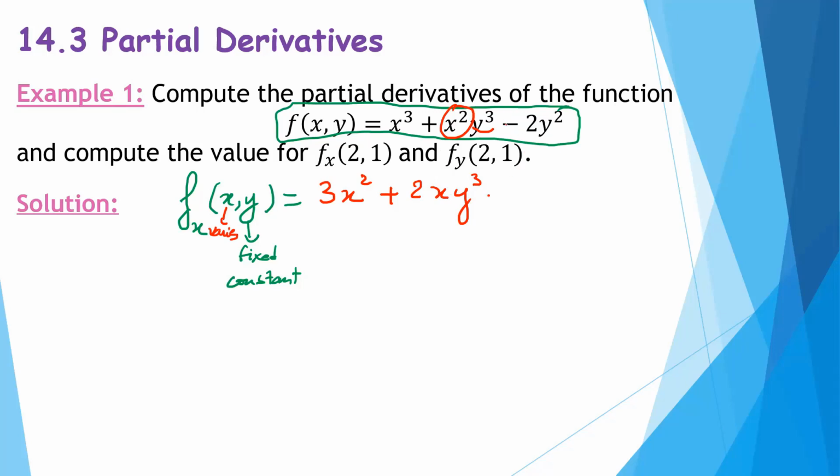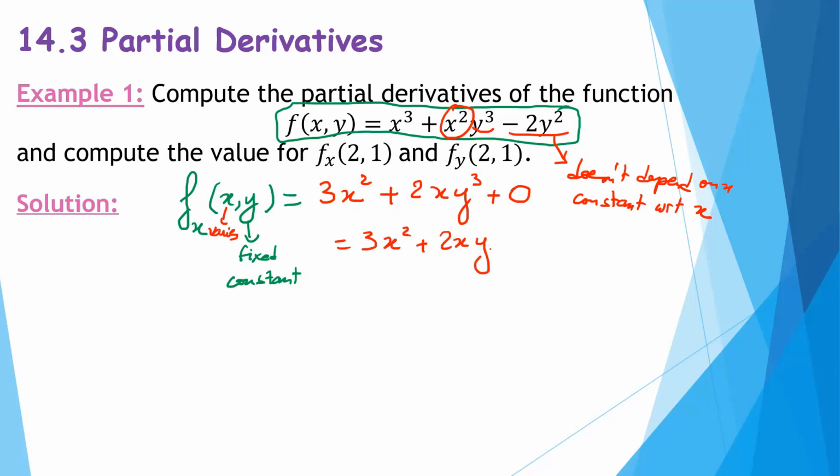What is the derivative of minus 2y squared with respect to x? We have no x here, it doesn't depend on x. So this is a constant with respect to x, so its derivative is 0. No x in this term. Okay, so this is fx, the partial derivative with respect to the first variable. It's 3x squared plus 2xy cubed.